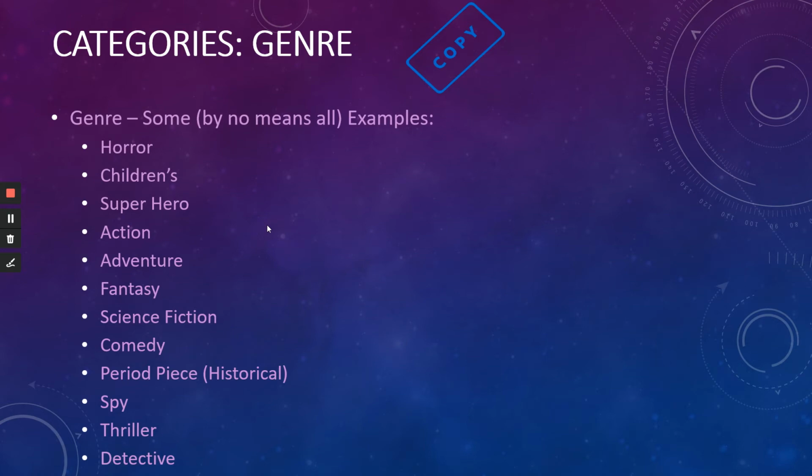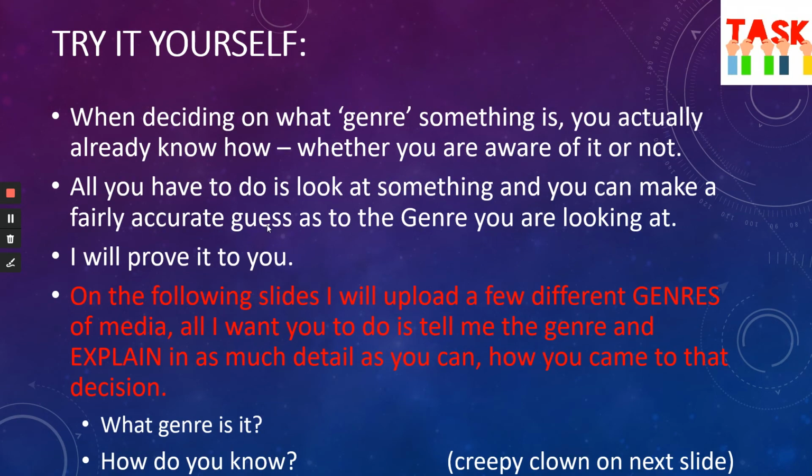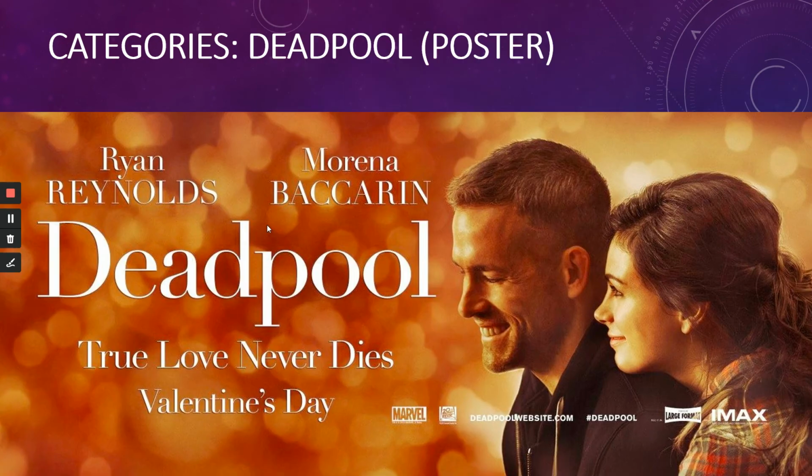You'll have got some of them. You'll probably have got quite a lot of them, and you'll probably have got some different ones. And that's fine, because when we're talking about genre, you do already know. I'm going to prove that to you. When deciding what genre something is, you actually already know how to do it, whether you're aware of it or not. All you have to do is look at something, and you can make a very accurate guess as to the genre you're looking at.